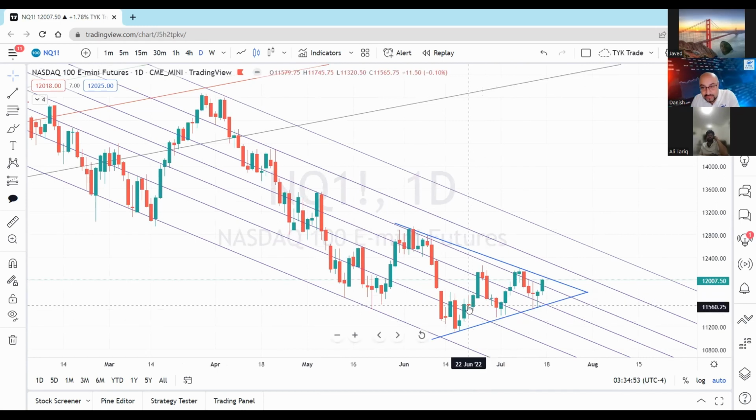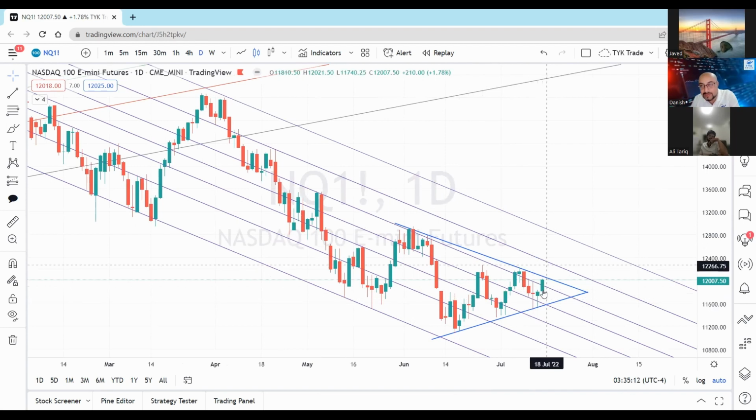Also, if you notice, Javed, every time we enter into this zone, there is a doji. We exit, there is a doji. We enter, there is a doji. We exit, there is a doji. And three days back, there was this classic doji, again a sign of reversal. We bounce right from there.